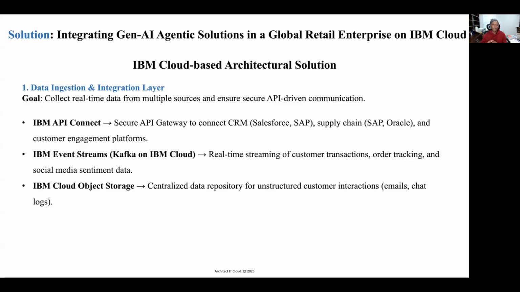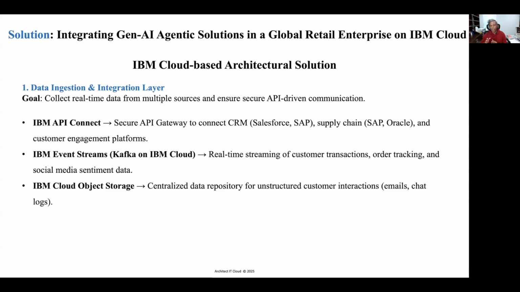And second thing is IBM Event Streams. Basically, IBM Event Streams is a technology that was built with open source Kafka that takes care of the real-time streaming of your customer transactions and order tracking, any type of data that comes through different social media for your organization. And the real-time stream data can be captured and ingested to the generative AI technology so that you can have solid data for your AI model to serve you better.